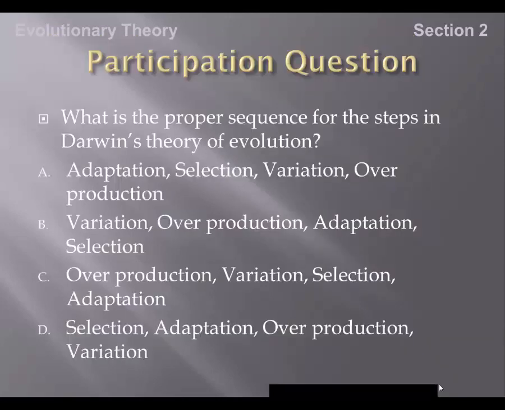So what is the proper sequence for the steps in Darwin's theory of evolution? Is it A, adaptation, selection, variation, and overproduction? Is it B, variation, overproduction, adaptation, and selection? Is it C, overproduction, variation, selection, and adaptation? Or is it D, selection, adaptation, overproduction, and variation?